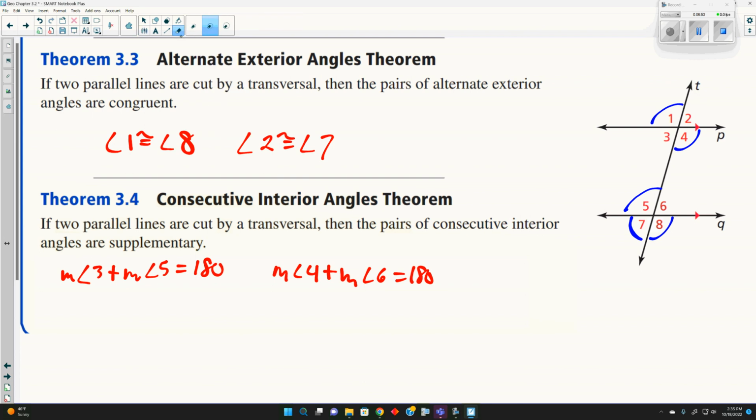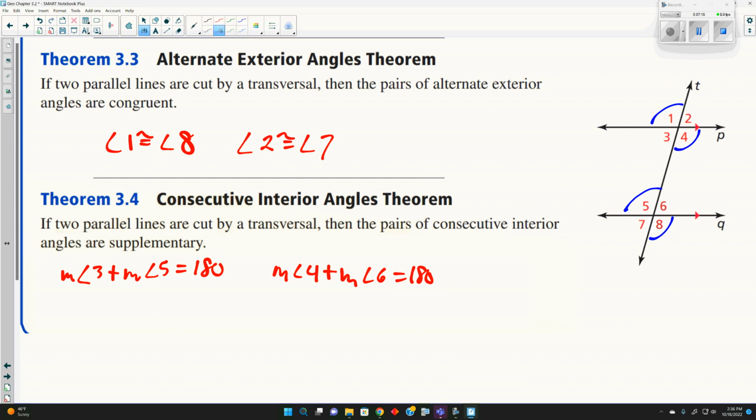Misspoke on 7. 4 and 5 are congruent because they're alternate interior, yes? So 1, 4, 5, and 8 really are all congruent by either alternate interior, alternate exterior, or corresponding angles. Those are congruent, yes? So I'm going to pick a different angle this time.